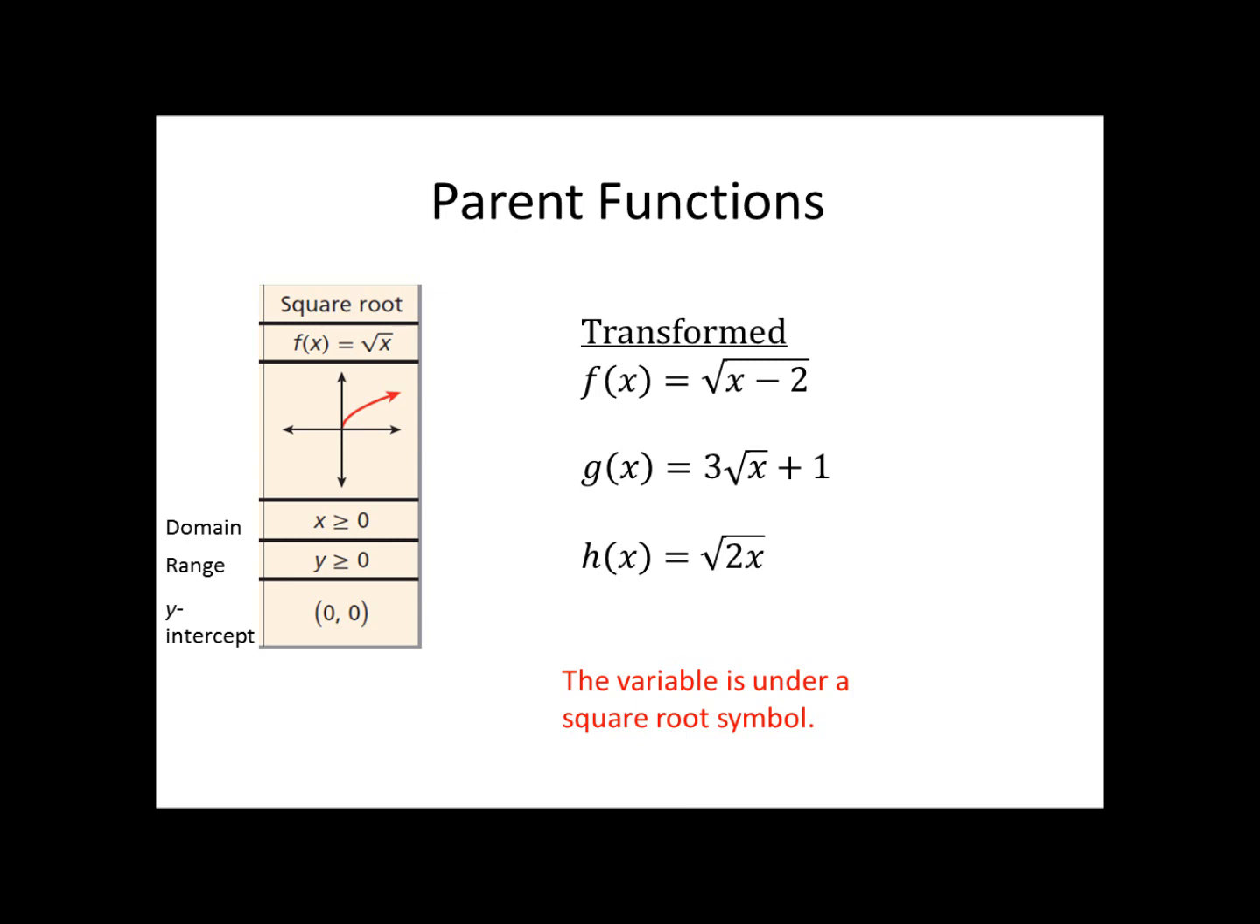The thing to look for to identify that this is a square root function is that the x, the variable, is under a square root symbol. So f of x equals the square root of x minus 2. G of x equals 3 times the square root of x plus 1. And h of x equals the square root of 2x. These are all square root functions because the variable is under the square root symbol.